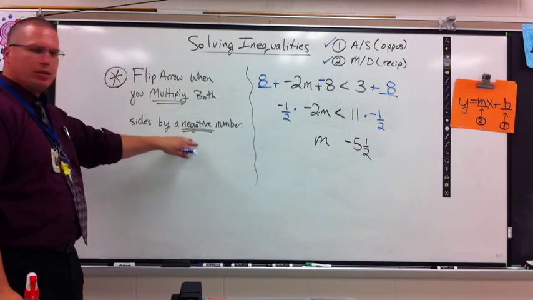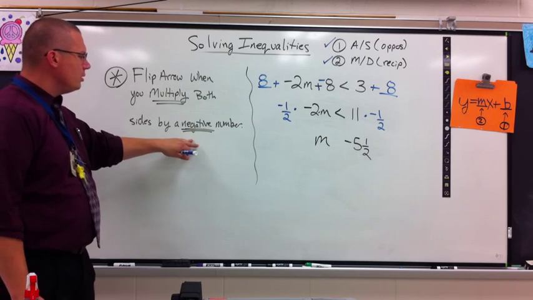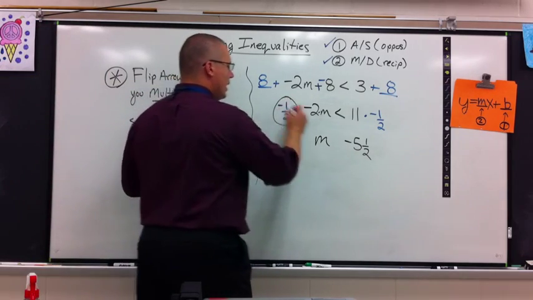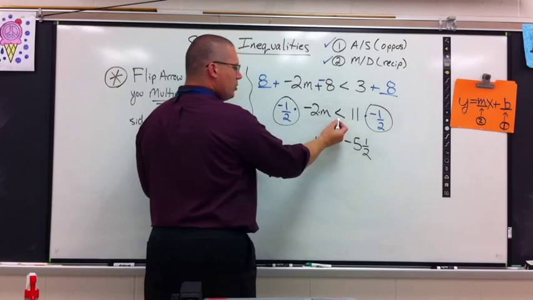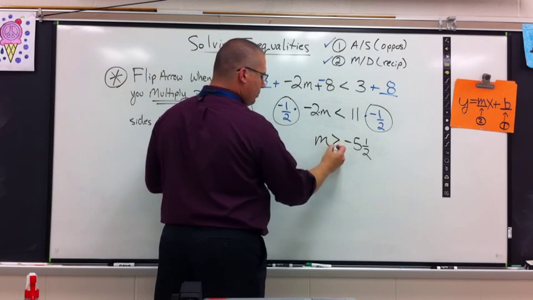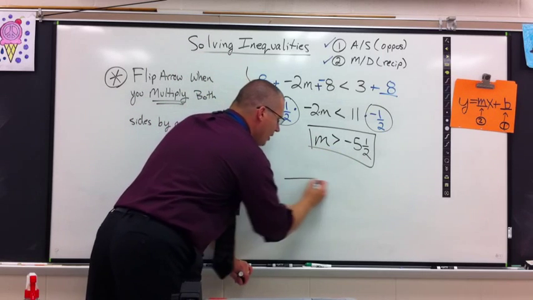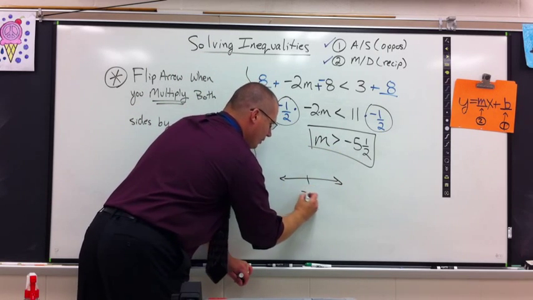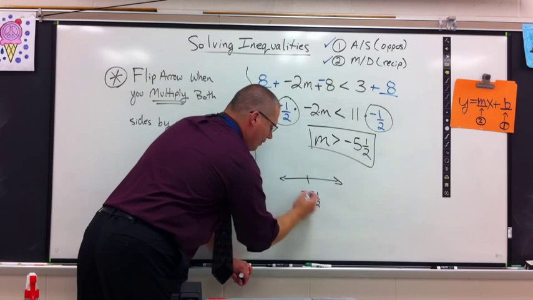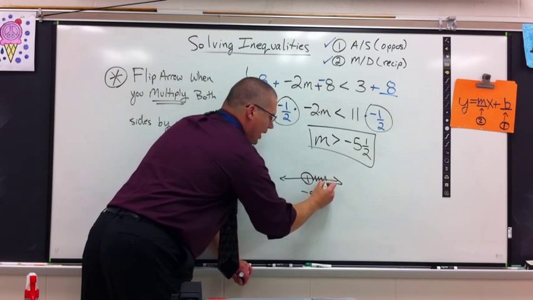Did I multiply both sides by a negative number? I did. Negative, negative. What's that do to my arrow? Flips it. Show me all the numbers greater than negative 5.5. Negative 5.5, open circle, shade to the right.